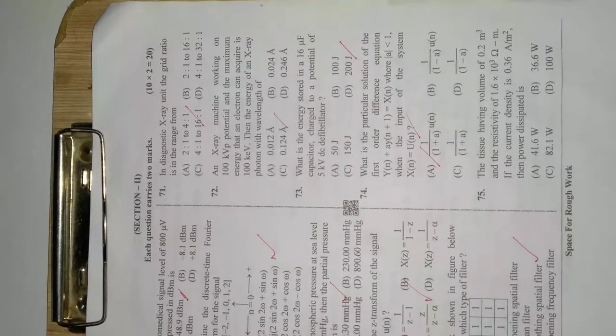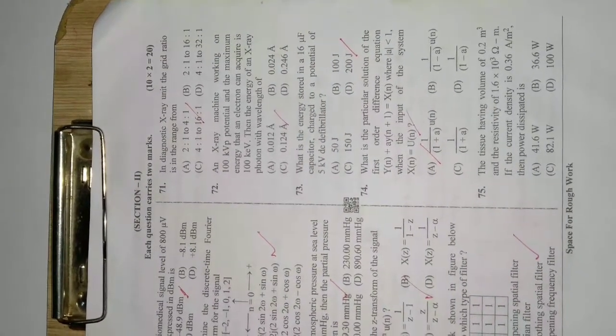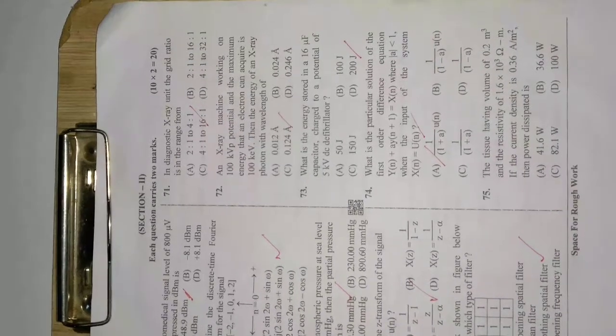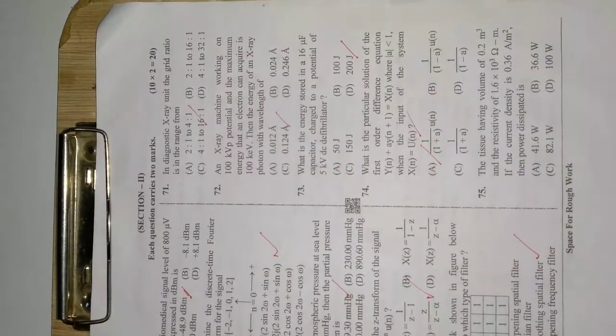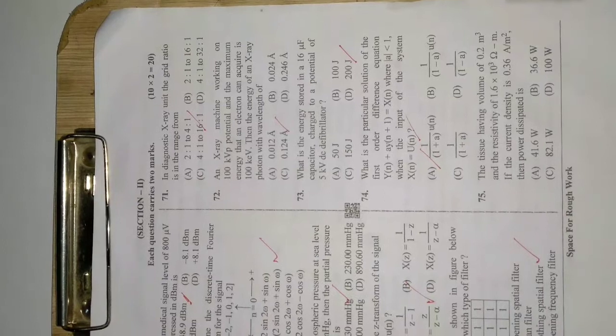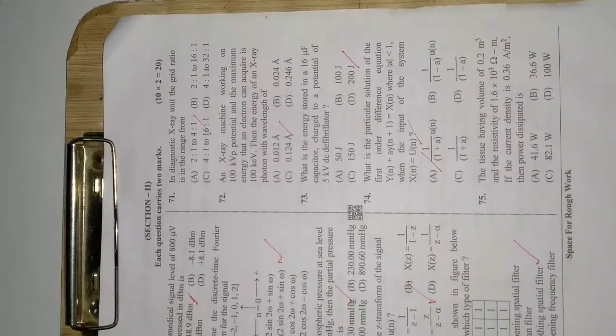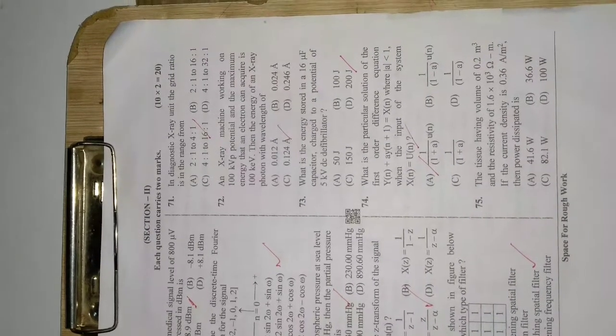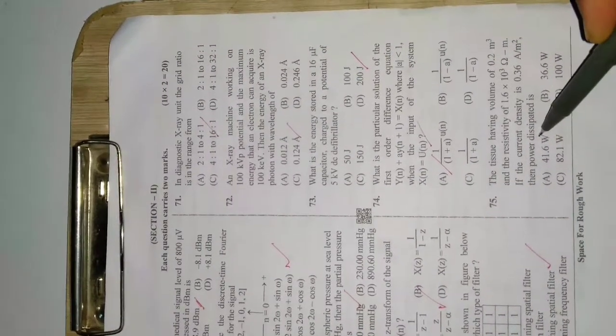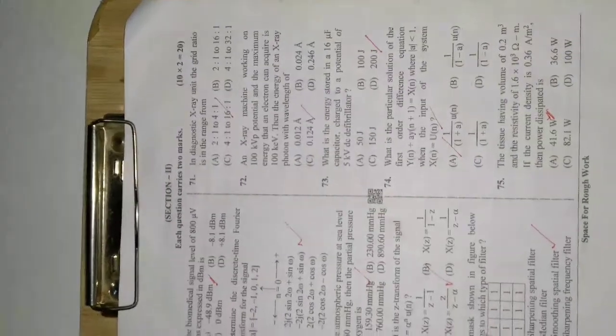Then the last question is, the tissue having volume of 0.2 meter cube and the resistivity of 1.6 into 10 to the power 3 ohm. If the current density is 0.36 ampere per meter square, then the power dissipated is, they are asking for the dissipated power here. So it will be equal to 41.6. That is option A will be the correct answer.